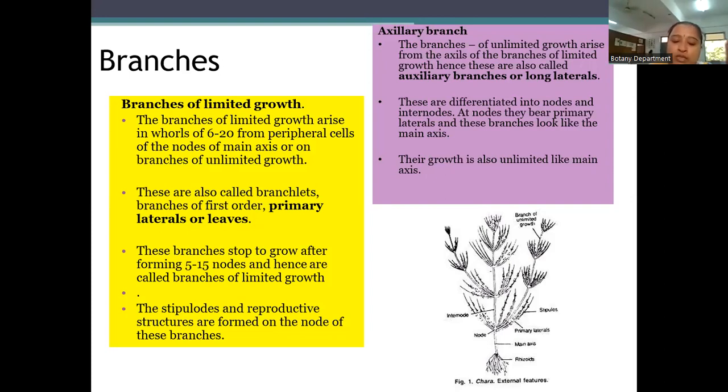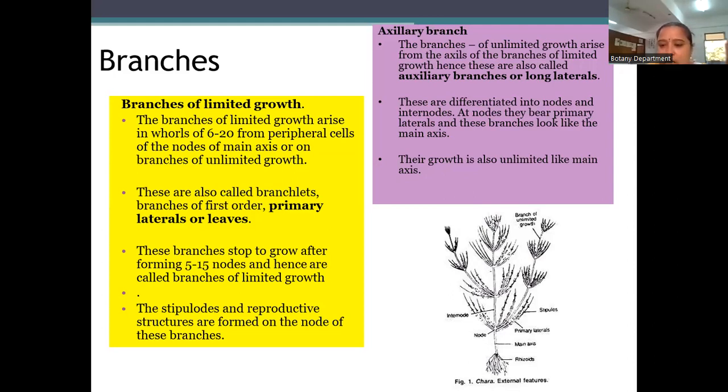They are formed in a row of 3 to 15 arranged on nodes. How many nodes are there? 3 to 15, or 5 to 15. These branches cease to grow after attaining a particular length. That is why this is called branches of limited growth. Each branch also bears nodes and internodes.